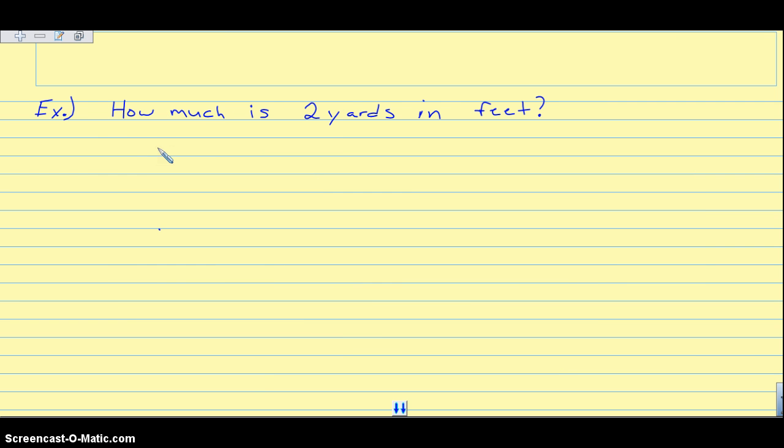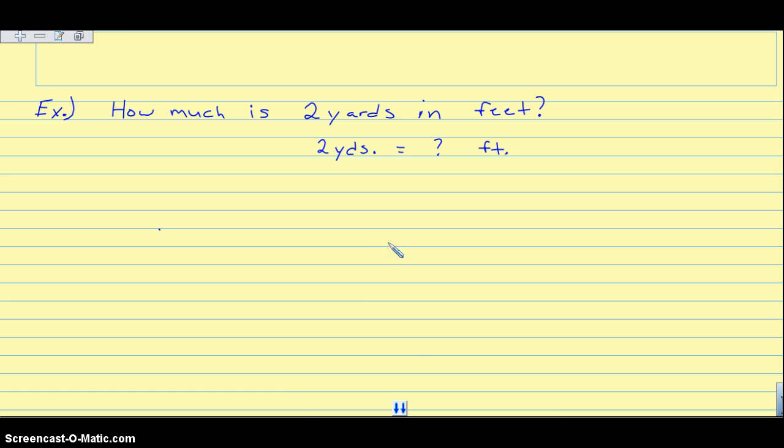Here's our first example. If 1 yard equals 3 feet, here's my question to you. How much is 2 yards in feet? So let's write that out here in a sentence. Let's put here 2 yards equals blank feet. Well, this we don't know yet. We don't know how many feet are in 2 yards.